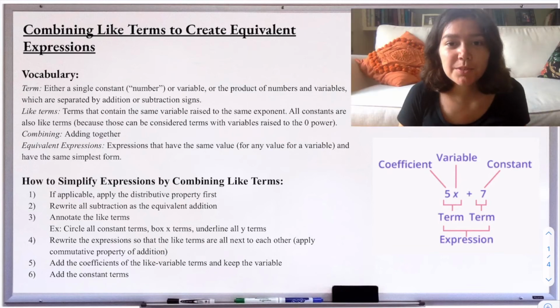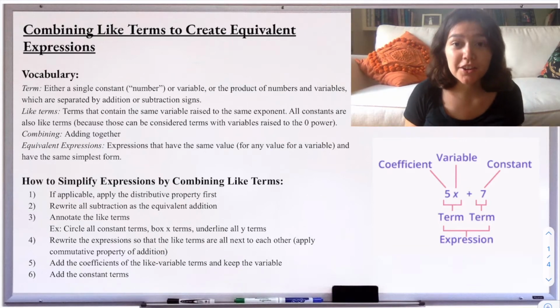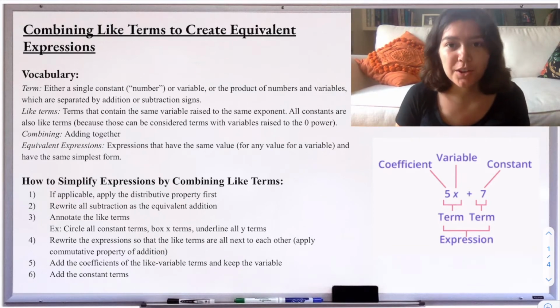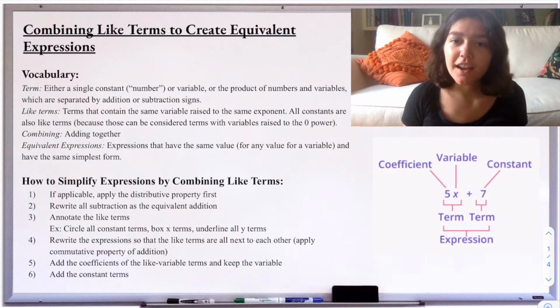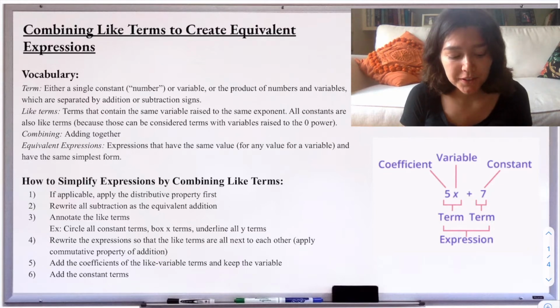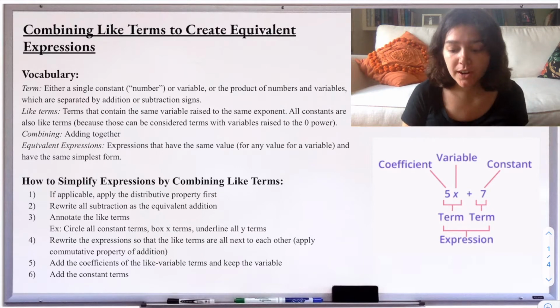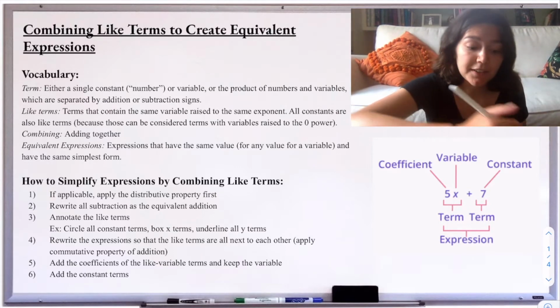Hello everyone, welcome to today's video on combining like terms to create equivalent expressions. So there's a lot of vocabulary in there that's important, so we're going to start there and then talk about how do you combine like terms in order to create equivalent expressions, and then we'll see two examples and one you try.